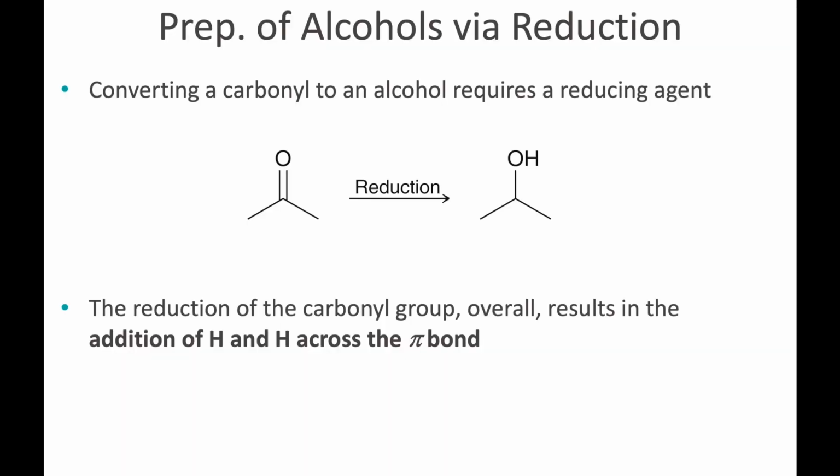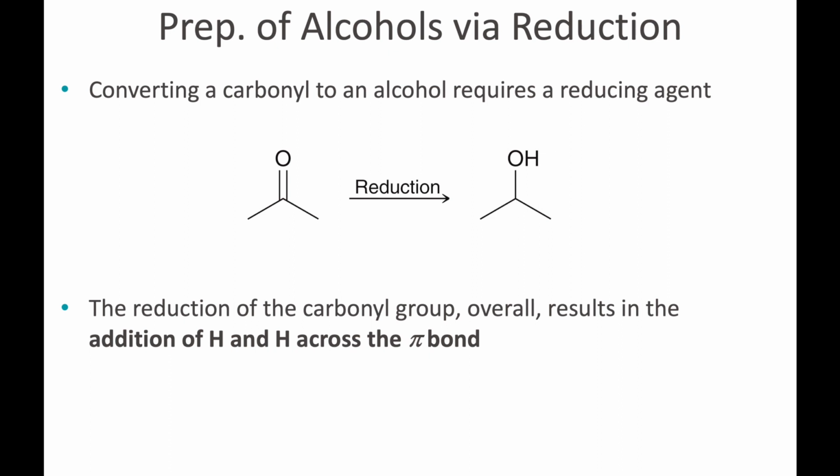So the third way to prepare alcohols will be new to us, so the bulk of this video will focus on this new method. This method is by way of reductions of a class of molecules known as the carbonyls. So remember, what is the carbonyl? It is a carbon doubly bonded to an oxygen, right?